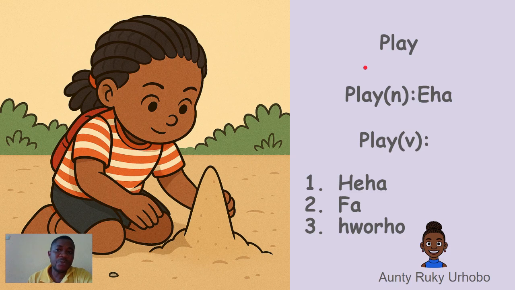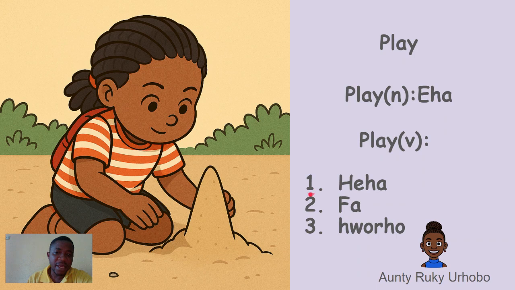In today's video, I will talk about the word play, different types of play, and how to use them in examples. We have play as a noun, heha. We have play as verb. I will mention 3 verbs of play in Urhobo. I will add a bonus fourth. Oresoswo, heha.